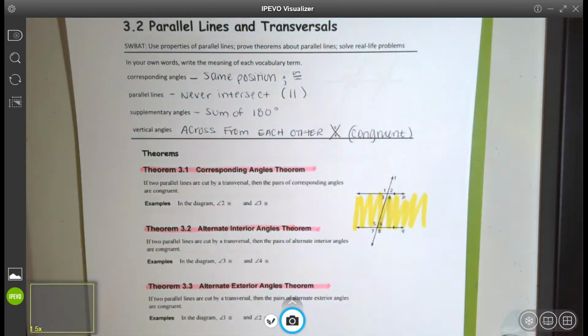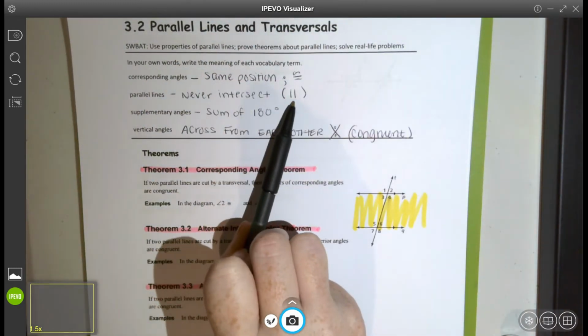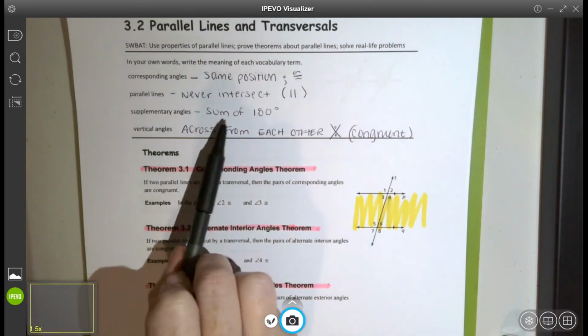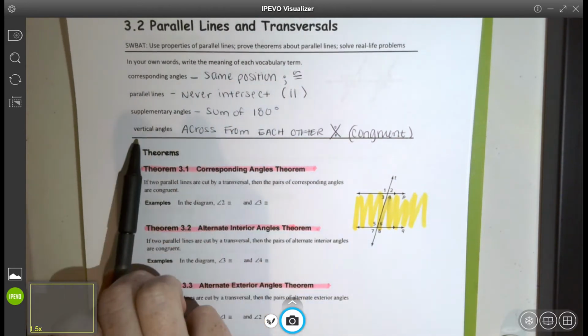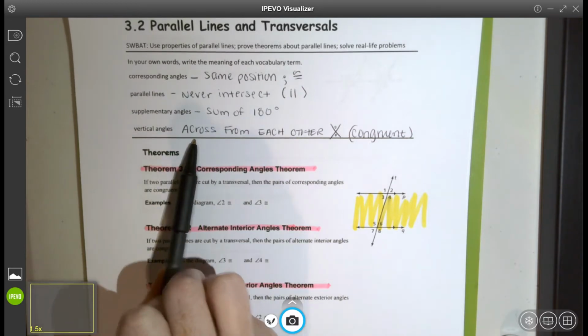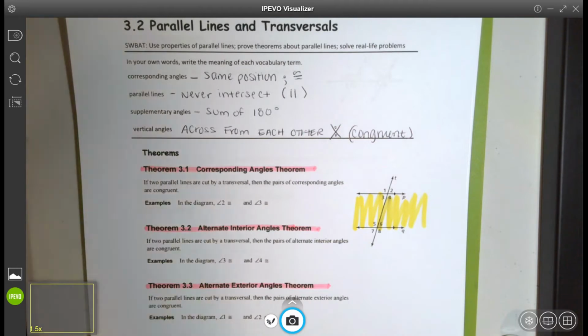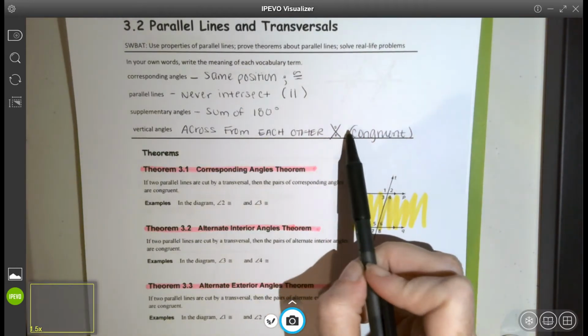Then we have our parallel lines. They never intersect, and here's our symbol, those double lines. We have supplementary angles, a sum of 180 degrees, and vertical angles. They're angles that are across from each other. I draw that little X. So they're across and they are congruent. Remember, they can go in the other direction as well.